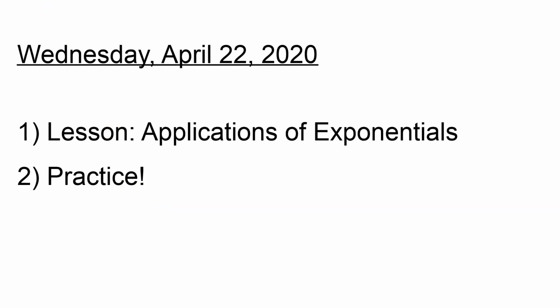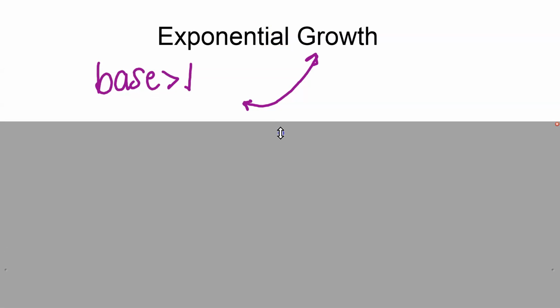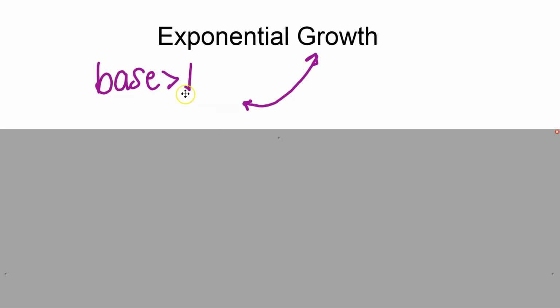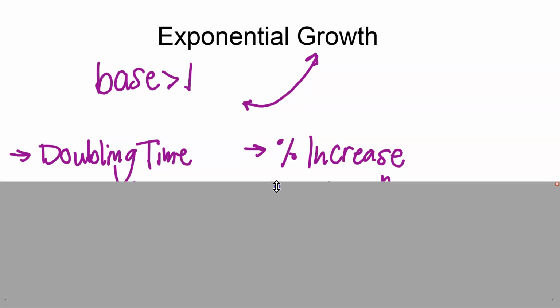So the first thing was exponential growth. When we're talking about exponential growth, that means that the base of the exponential is bigger than 1, and the graph of it will go up to the right. We looked at two different types of exponential growth, two different types of problems: doubling time and percent increase.